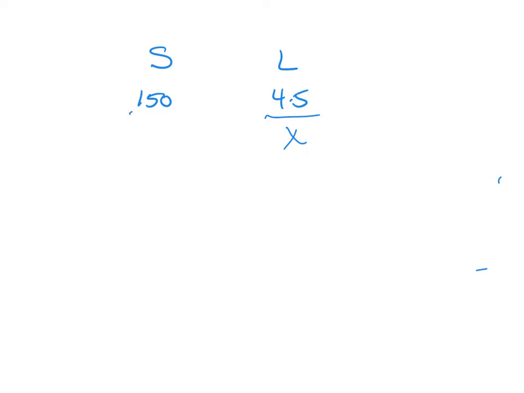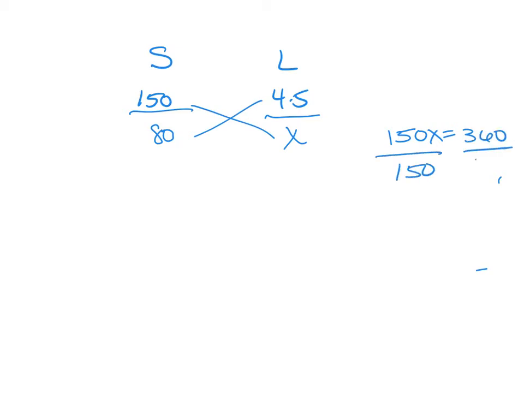Are required for 80 servings. The 80 goes here. And this is just basic cross multiplication. So you get 150 X equals whatever that is. 360. Divide by 150 on both sides. And you get 2.4.